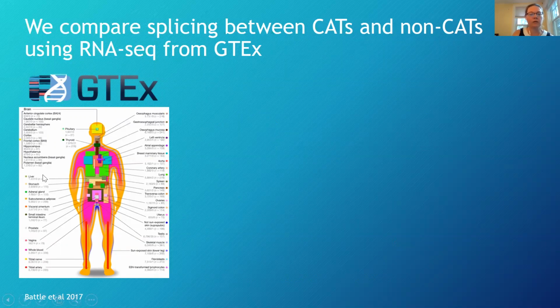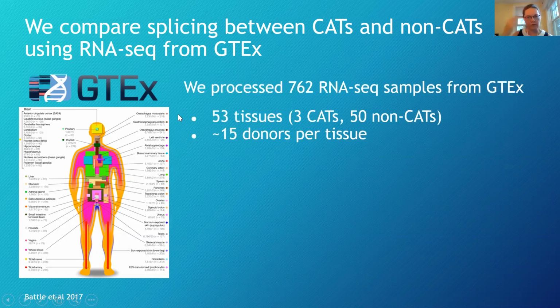And so we took all of the data from all of these tissues. It's a pretty big set of data we're working with here: 762 RNA-seq samples, all processed simultaneously from GTEx. That breaks down to 53 different tissues. 3 of those are the CATs, the clinically accessible tissues, and 50 of them are everything else: brain, liver, stomach, everything else. That ends up being about 15 donors per tissue, so we get a pretty good spread of different ages, different genders, different disease states and things like that.